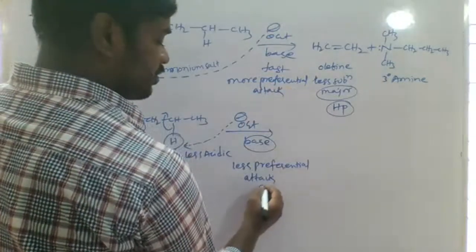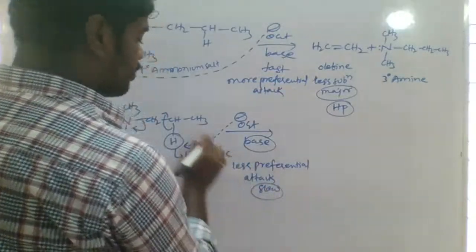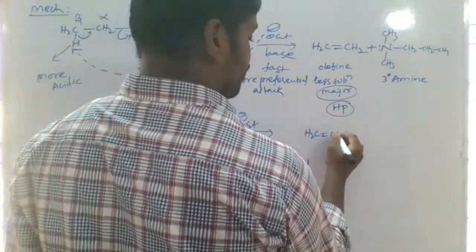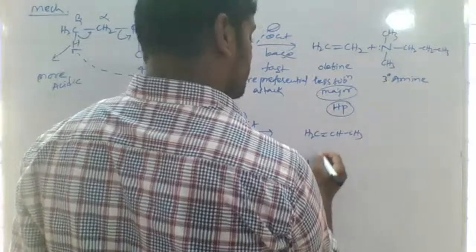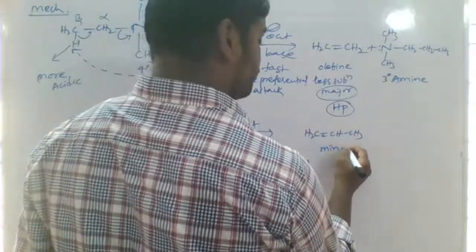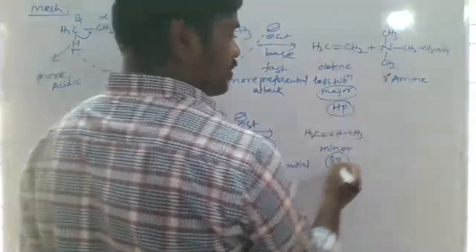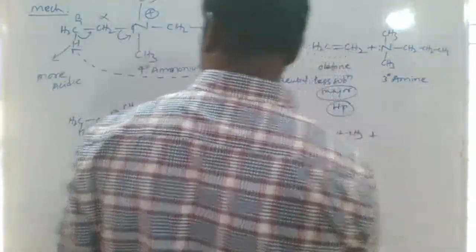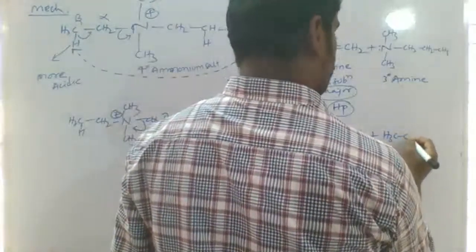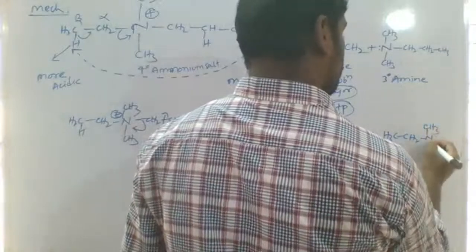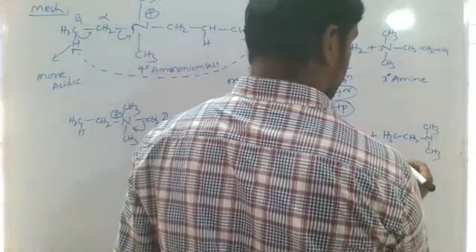So therefore, that's why the reaction is slow. So what happened? A double bond formation, that is H2C=CH-CH3, is the minor product. Which product is the SHF? So here, what remains? Tertiary amine formation. So that is H3C-CH2-N lone pair, CH3, CH3, which is the tertiary amine.